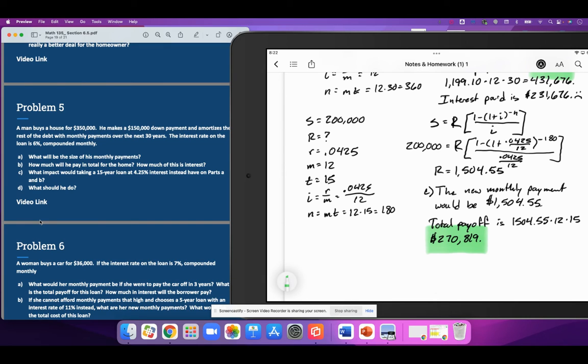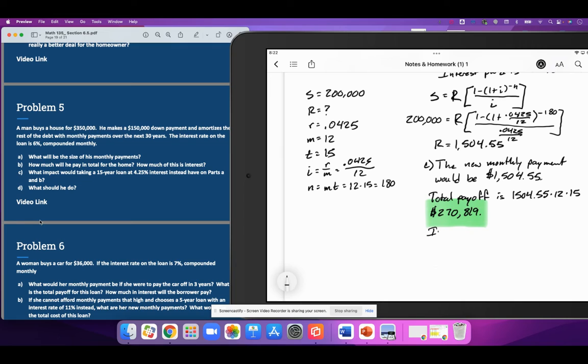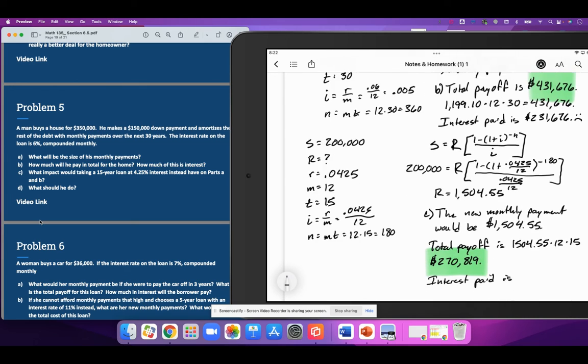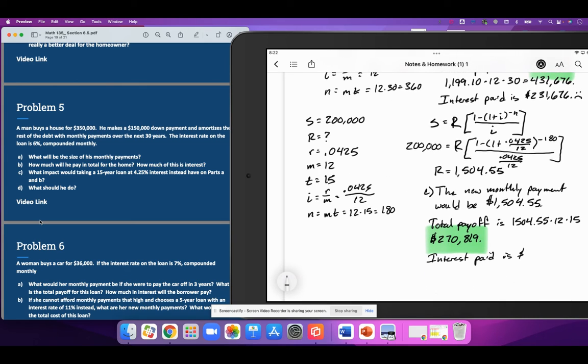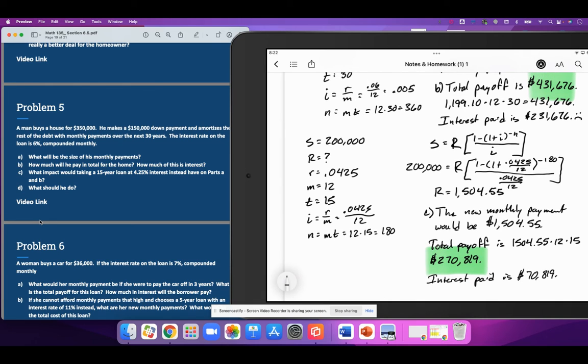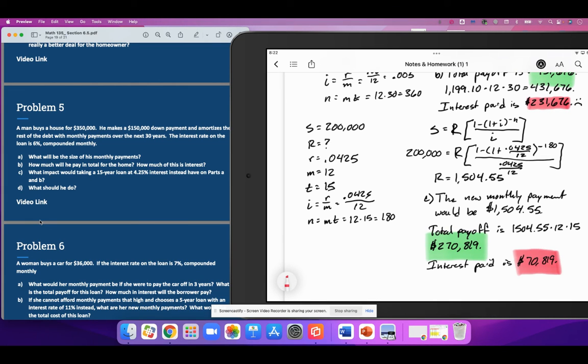How much overall would you pay, and how much of this is in interest? So the amount in interest paid: he borrowed 200,000. He's only paying $70,000 in interest. $70,819 in interest compared to $231,000 in interest with this option. And so, again, you can see just a gigantic difference in the amount of interest paid.